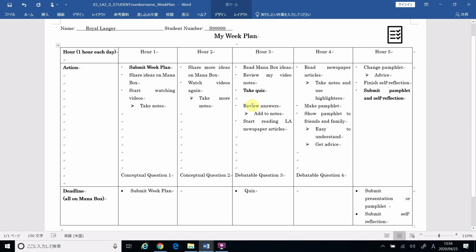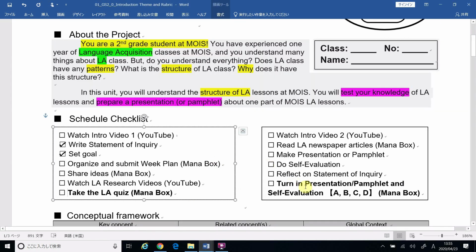After I finish the quiz, I can review my answers and I can add to my notes. Then I will start reading the newspaper articles. The newspaper articles, do you know? So look here. I must submit my pamphlet and submit my self-reflection by hour 5. So I decided I would do that last. But if we look over here, I must read the newspaper articles on Monobox and make my pamphlet and do my self-evaluation and reflect on the statement of inquiry before I can turn it in.